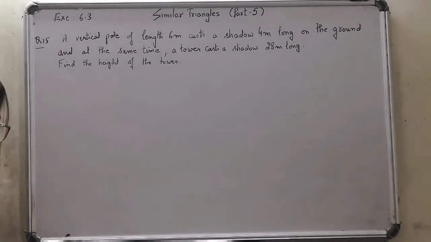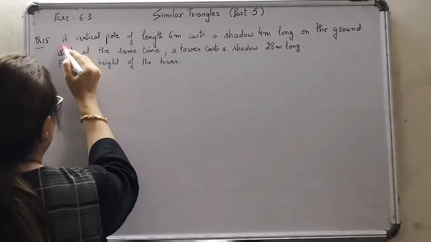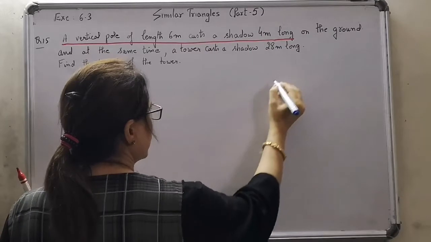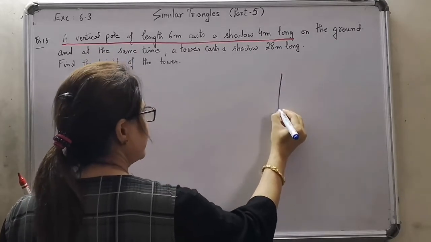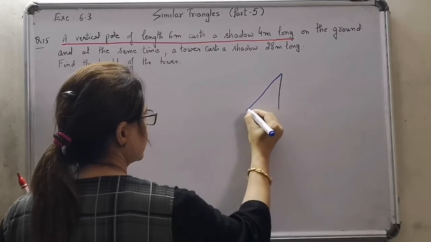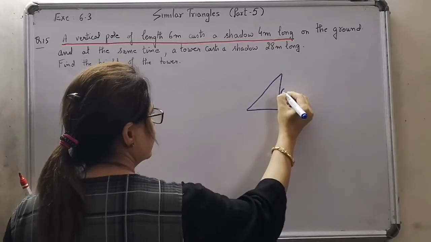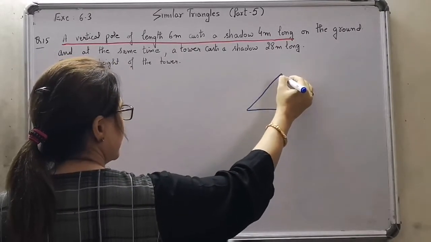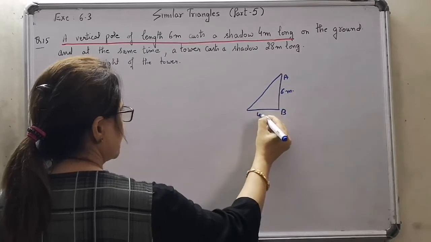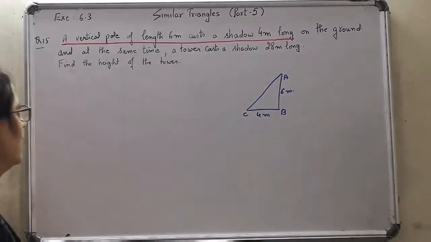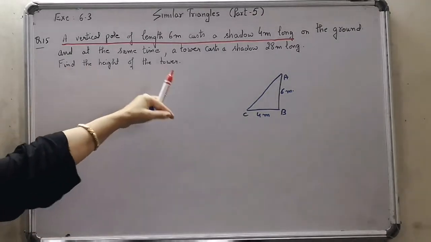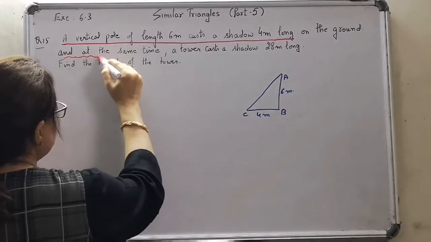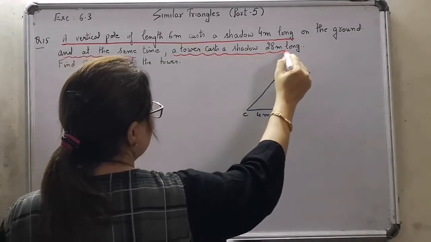The first part of the question is a vertical pole of length 6 meters casts a shadow 4 meters long. So first, a 6 meter pole, obviously this is not exactly 6 meters, this is just representing it. If this is a 6 meter tall vertical pole, say AB, and this is its shadow BC, which is 4 meters on the ground. At the same time, a tower casts a shadow 28 meters long. Now this is the second part. At the same time, another tower casts a shadow 28 meters long.